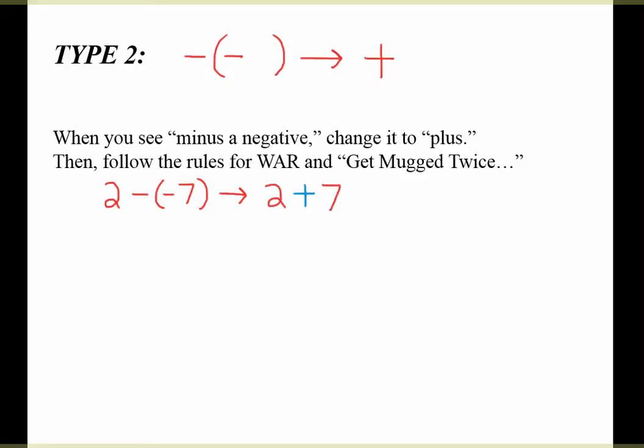And 2 plus 7, that's neither war or get mugged twice. That's just second grade stuff. We don't even need to categorize because it should be easy. 2 plus 7 is 9. You can think of that as kind of like on the number line. 2 minus 7, you'd start at 2 and go 7 to the left. 2 minus negative 7, you start at 2 and go 7 to the right, and you end up at 9.